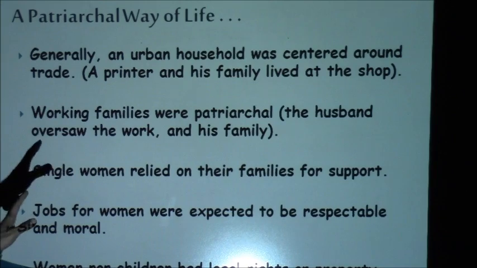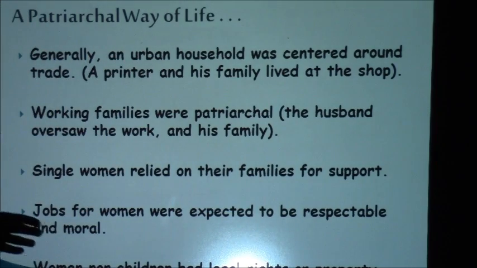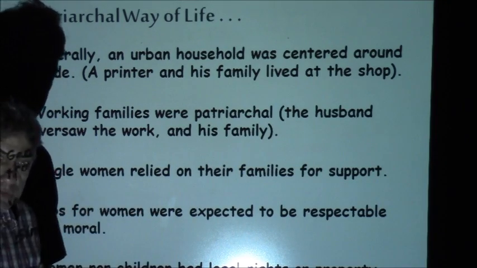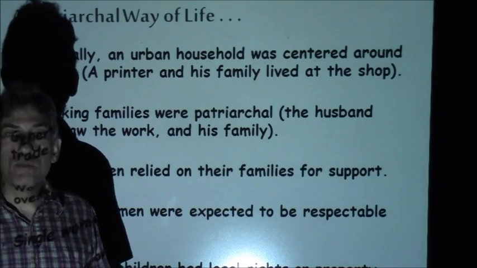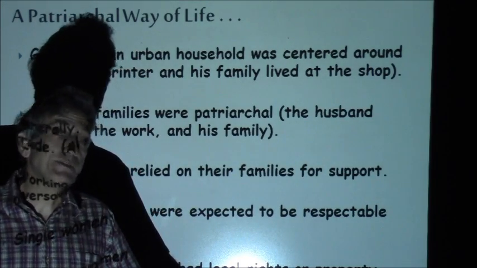This was a male-dominated society, hence the term patriarchal. It's a patriarchal way of life, yes, and a way of wife as well. The husband made all the decisions. Single women lived at home typically, and they relied on their families for support. Lowell Mills will be the exception to that as we go forward. It'll be the beginning of women leaving the home.